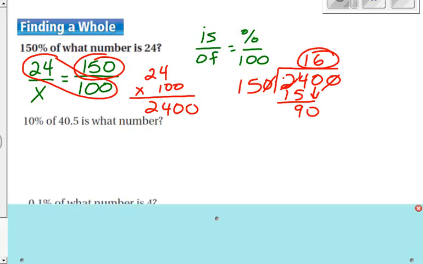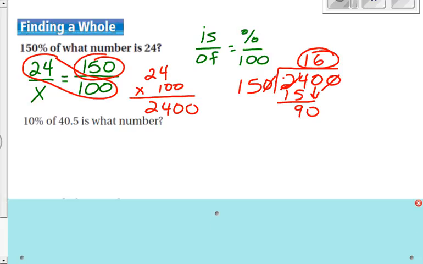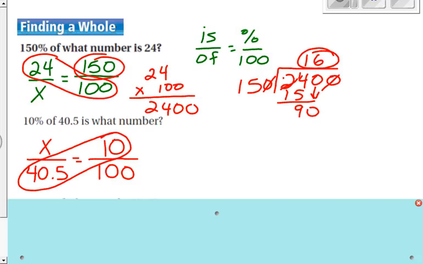The next question says 10% of 40.5 is what number? So again, we're going to start it off with our is over of equals percent over 100. So 100 goes on bottom. It says 10%, so I'm going to put 10 on top of 100, of 40.5. So 40.5 is our of, which goes on the bottom left. Is what number? We don't know our is, so we're going to put an X. Again, we're going to cross multiply. So we have 40.5 times 10. We have one number after the decimal, so we end up with 405.